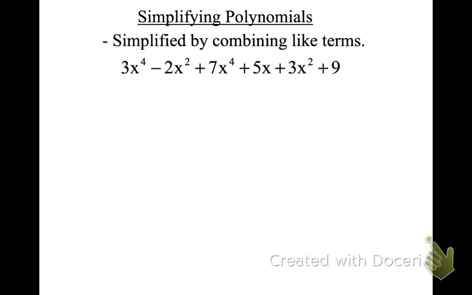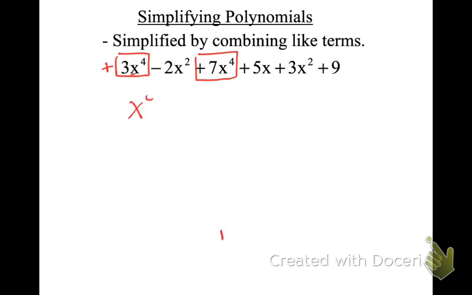So they all go in their own pile. This is like sorting things back in kindergarten, only now we're sorting terms. So we start with our biggest exponent. What's the biggest exponent? 7x to the 4th. Good. And are there any other x to the fourths? 3x to the 4th. So I have positive 7x to the fourth, and I have another positive 3x to the fourth.